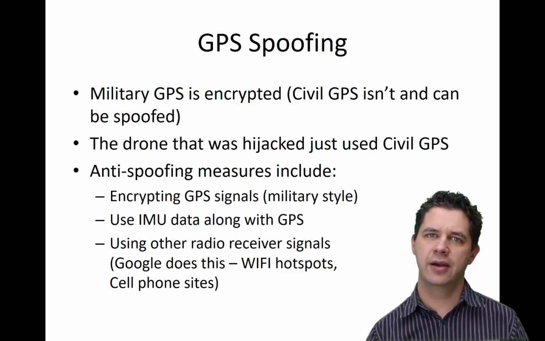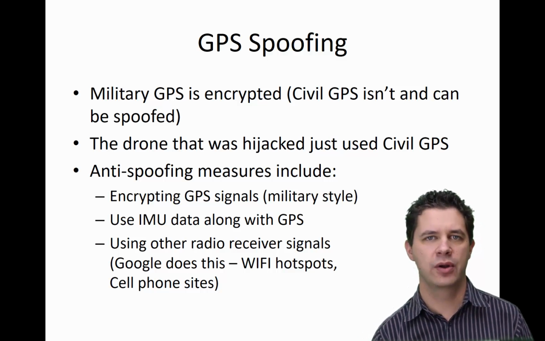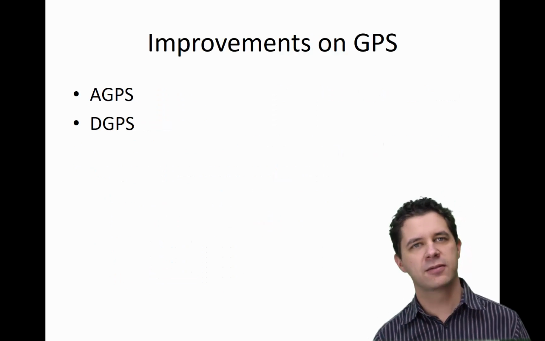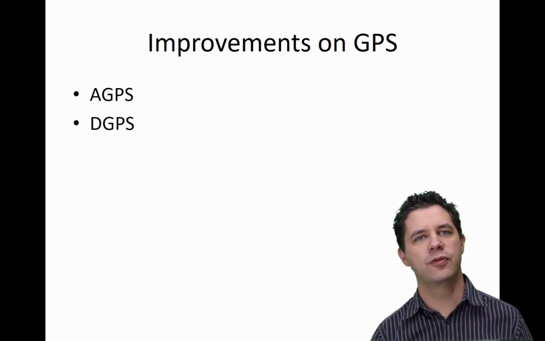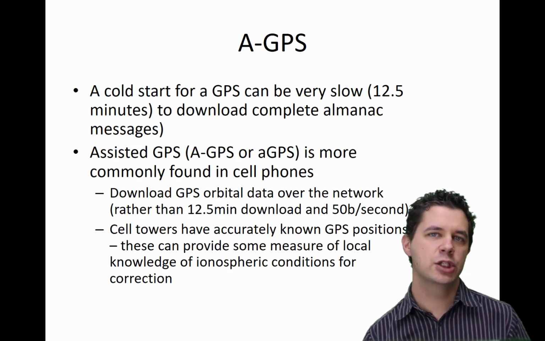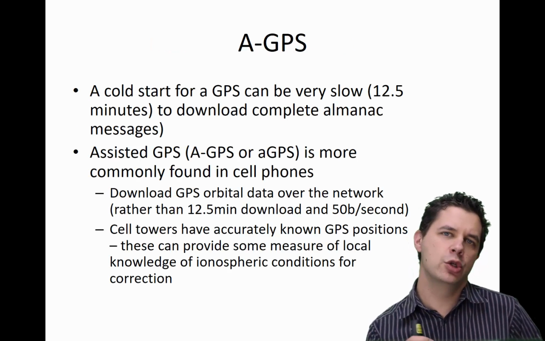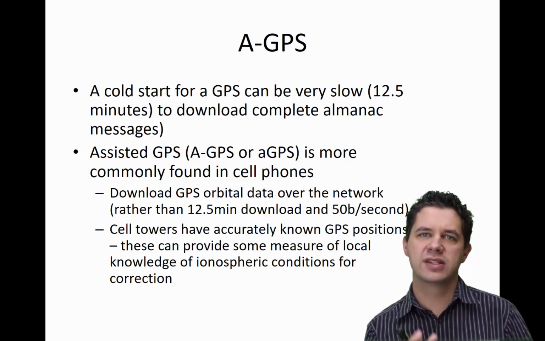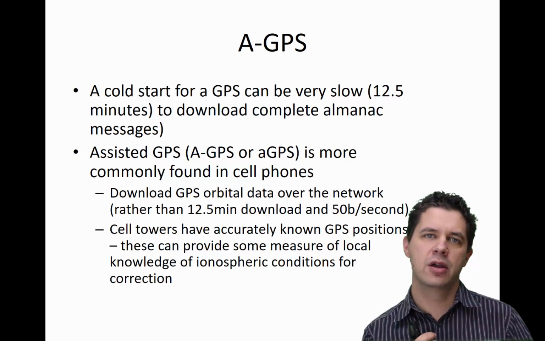If these aren't matching the area that our GPS is telling us we're in, we might be in for some problems. There's a few different improvements on GPS to improve performance. We've got AGPS and DGPS. And essentially with AGPS, what we're trying to do is significantly improve our cold start time. For a cold start, GPS can be very, very slow.